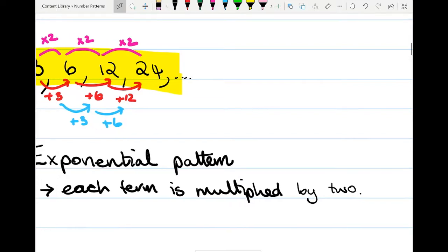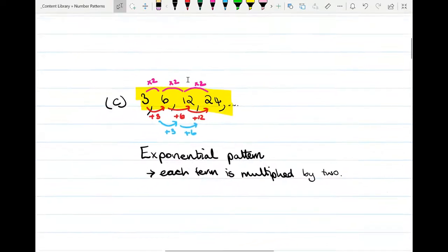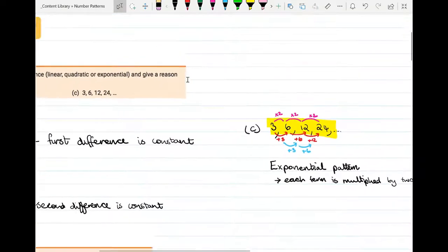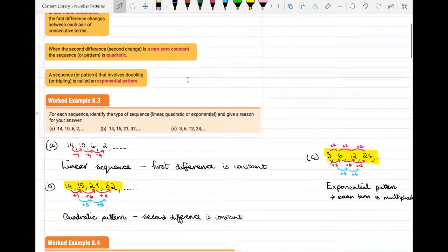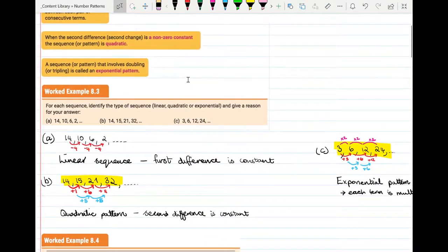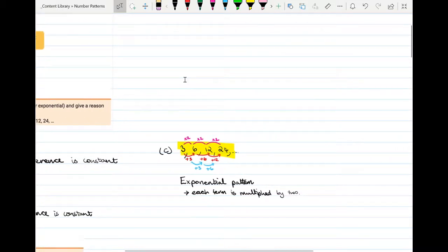So those are the 3 kind of patterns you could have to categorize. You'd have to examine the patterns and see what type of pattern you've been given. Linear, where the first difference is constant. Quadratic, where the second difference is constant. Or exponential, where none of the differences are constant, but it follows a multiplication pattern.